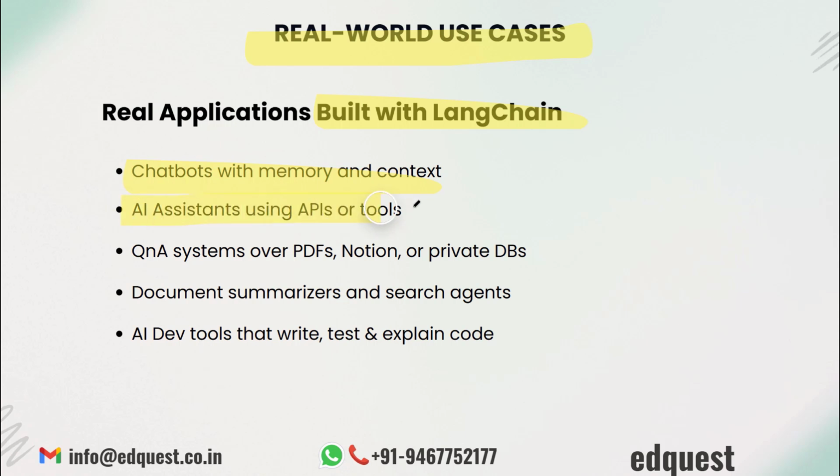AI assistant using API or tools. Developers are creating AI personal assistants that can do real work. Check your calendar, send you daily summaries, run code, even call external APIs and bring back results. LangChain helps you give these agents tools to make them functional.